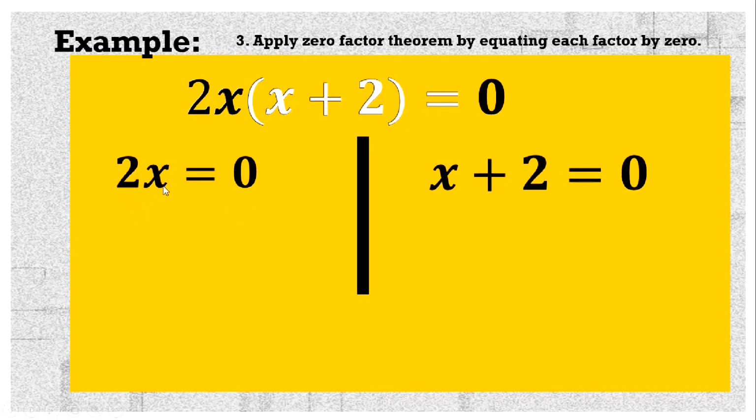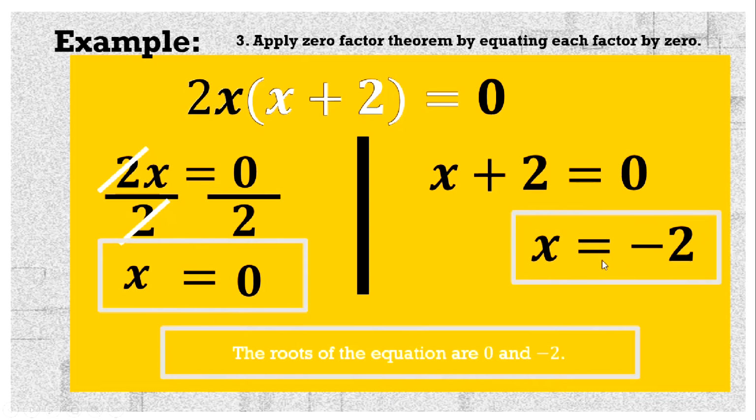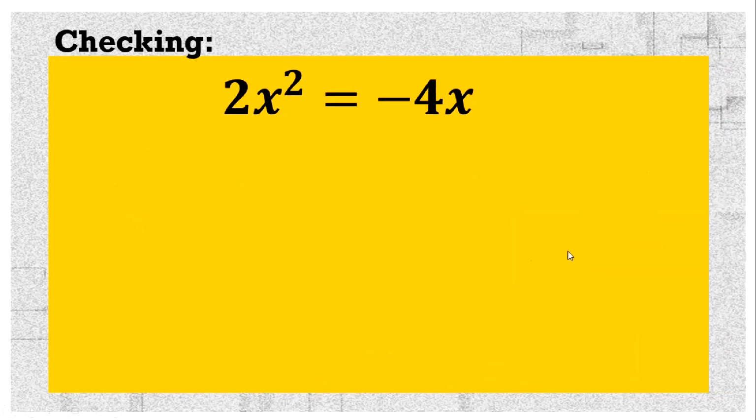Then, simplify natin to. To find x, divide both sides by 2. So we have 2x divided by 2 is x. And 0 divided by 2 is 0. Next, we have x plus 2 equals 0. Transpose lang natin si 2, positive 2 sa right side. So, we will be having x is equal to negative 2. Therefore, the roots of the equation are 0 and negative 2.